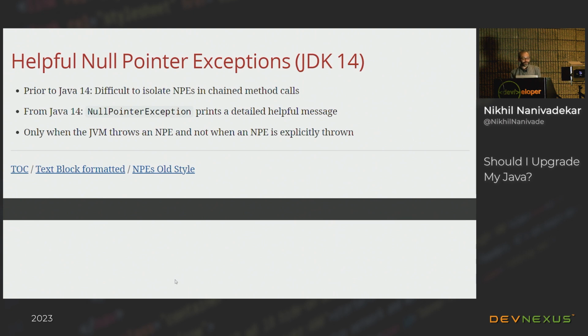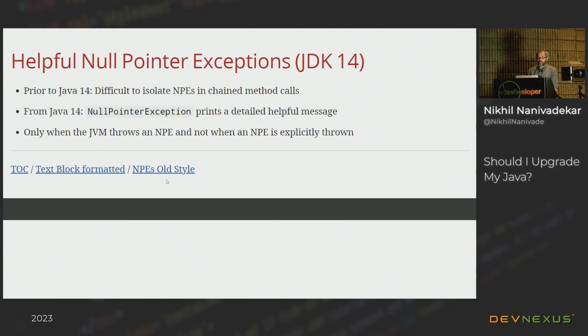Now, prior to Java 14, it was difficult to isolate NPEs in chained method calls. So if you had one method call another, it was very difficult to find out where exactly the source of the null pointer was. From Java 14 onwards, the null pointer exception actually prints out a detailed message on the cause of the NPE. A few things to note: it only prints out that helpful message when the JVM throws an NPE. If you have a case where you're throwing a new NullPointerException yourself, then it won't print, and it's your responsibility to put that message.